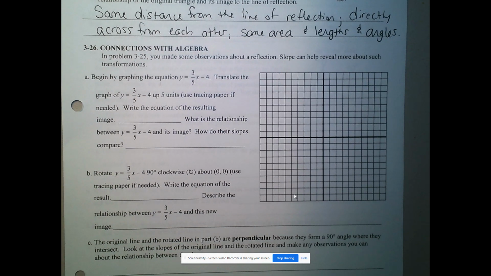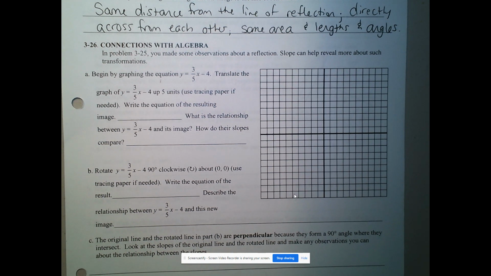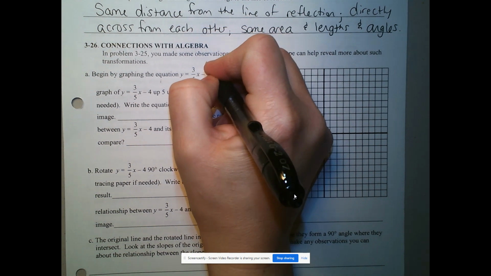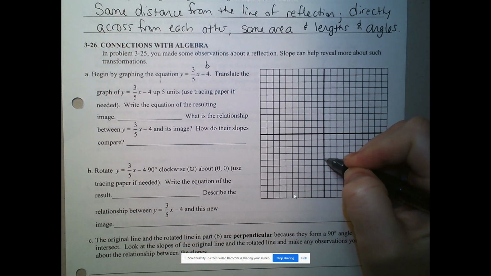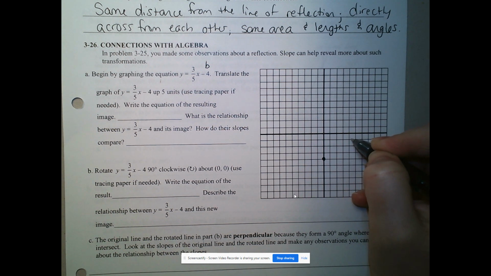Connections with algebra. In problem 3-25, you made some observations about a reflection. Slope can help reveal much more about such transformations. Begin by graphing the equation y equals 3/5 x minus 4. So first we're going to start with that. Minus 4 is our b, our y-intercept. And then 3/5 is our slope. So we would go up 1, 2, 3, right 1, 2, 3, 4, 5.